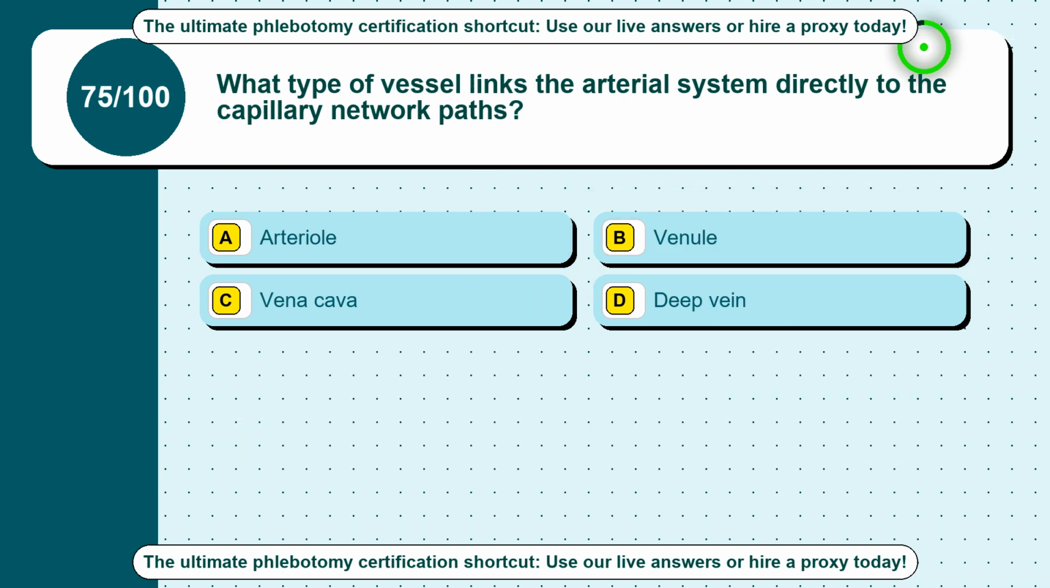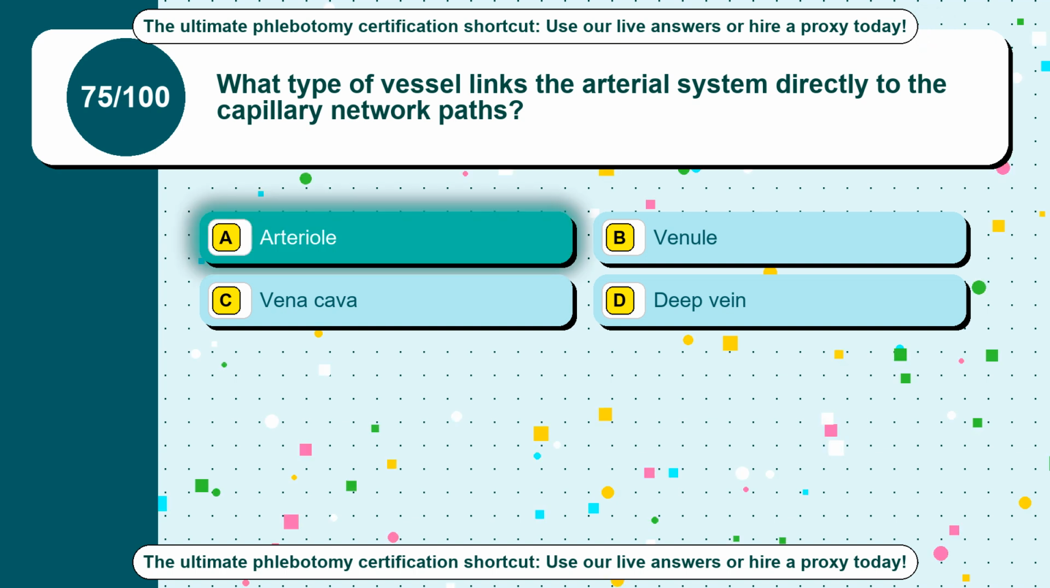Question 75. What type of vessel links the arterial system directly to the capillary network paths? Option A. Arteriole. Option B. Venule. Option C. Vena cava. Option D. Deep vein. The correct answer is option A.